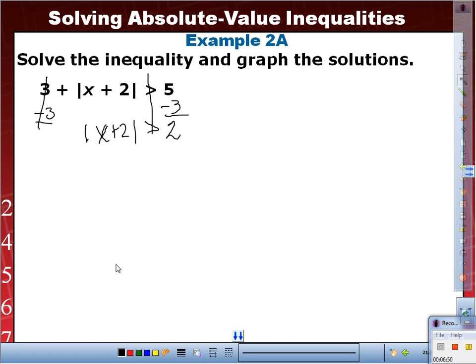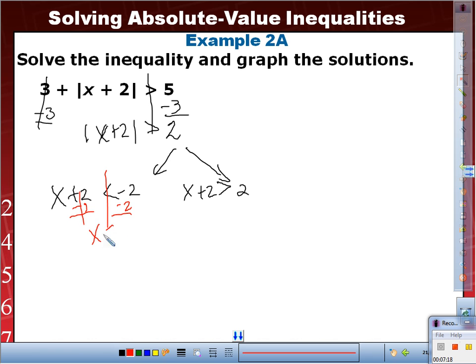Are we there so far? Okay? From there, is the absolute value by itself already? Yes, so we write what? A negative 2 and a positive 2. What's inside the absolute value? X plus 2, x plus 2. So what happens to the symbol for the negative number? Switches, and this one stays the same. And let's solve. Minus 2 minus 2, x is less than negative 4. This one, minus 2 minus 2, x is greater than 0.